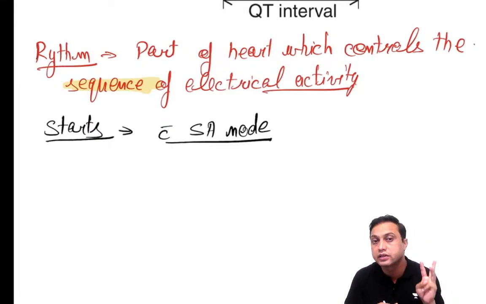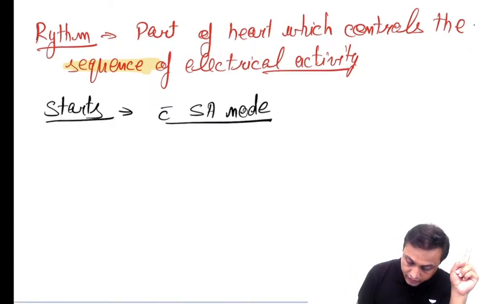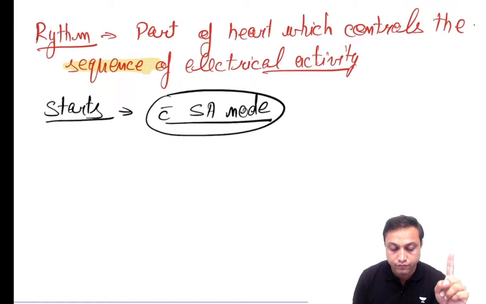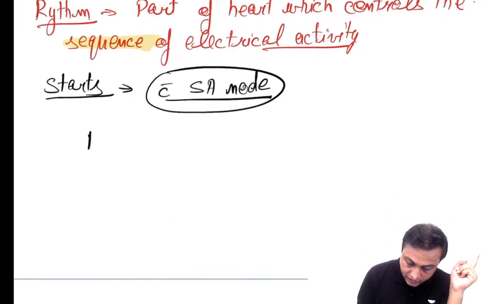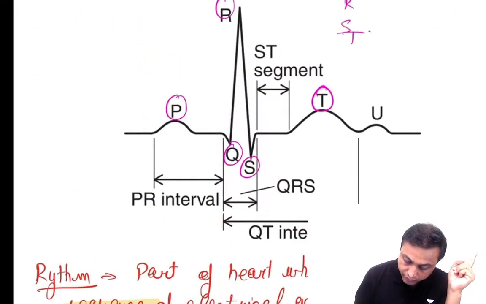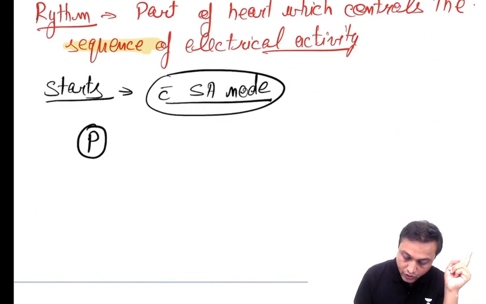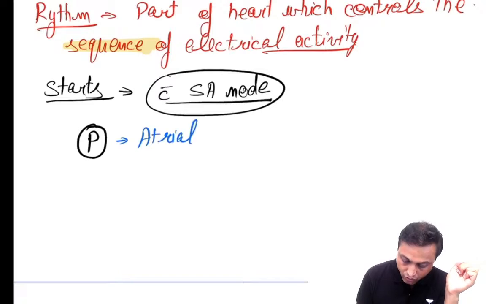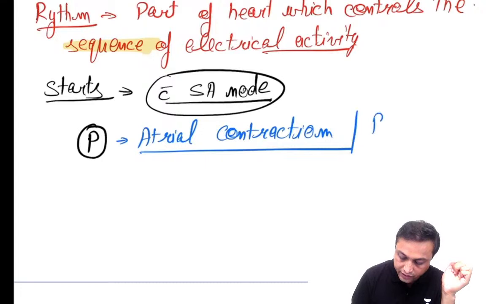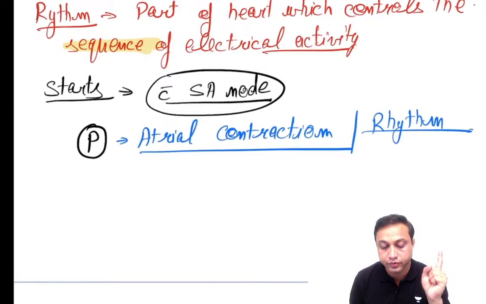We are very clear. So we have learned three things. First of all, rhythm starts with the SA node. When the rhythm starts, there is a wave which is called the P wave. This P wave is going to come over here. So whenever you see a P wave, think of atrial contraction. Right? Do remember this thing, very simplified over here. And you have to think of the rhythm also.